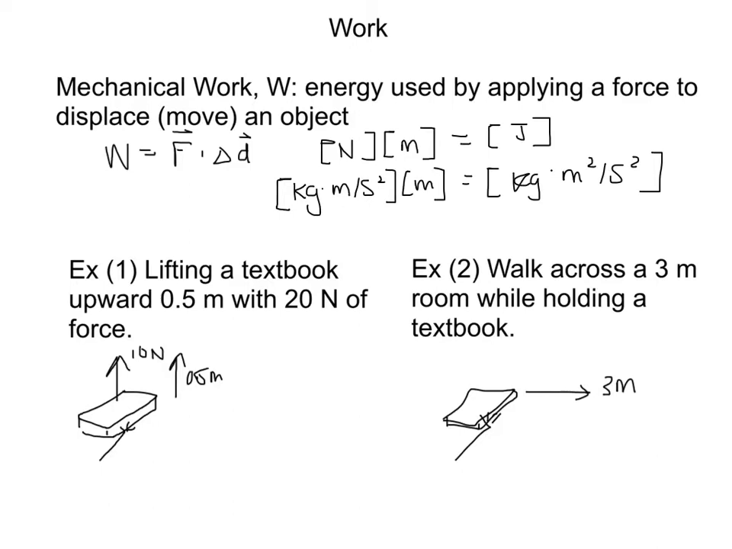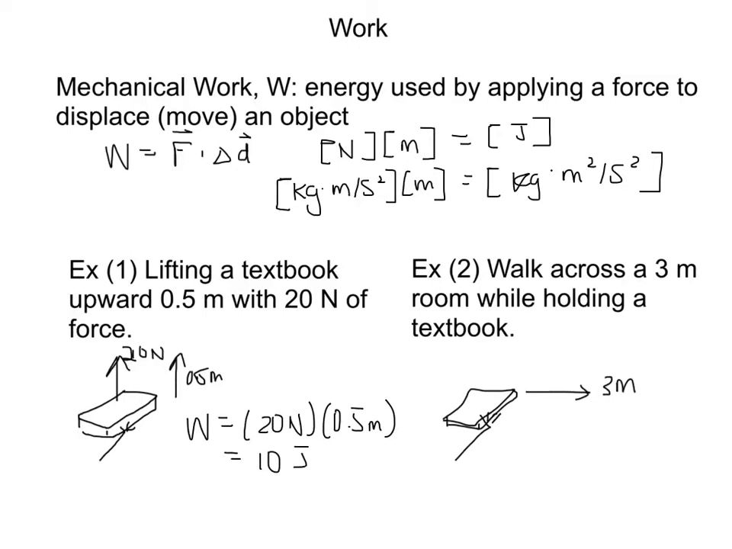So we'll take a look at a couple of brief examples just to get the basics down. If we're lifting a textbook upwards 0.5 meters with 20 newtons of force, I mislabeled a diagram, I should say 20 newtons. So we're using our hand and pushing it upwards with 20 newtons and we lift it up 0.5 meters. So work is the force, which is 20 newtons, in the same direction as the displacement, which is 0.5 meters. So we get 10 joules.